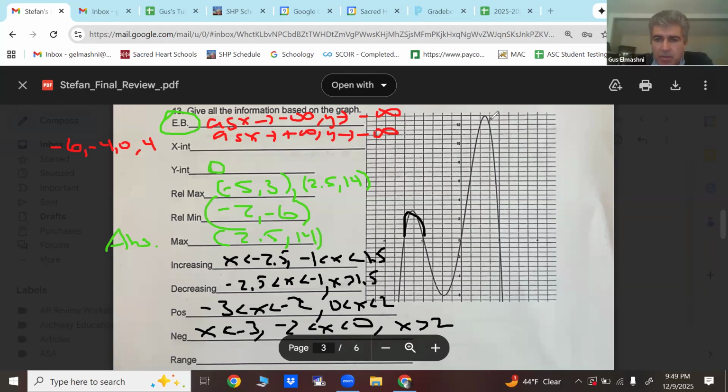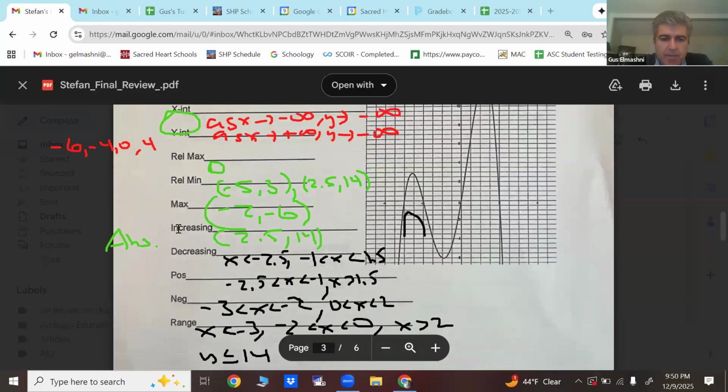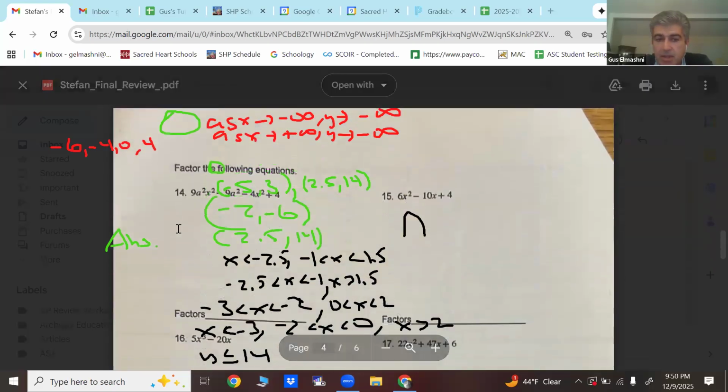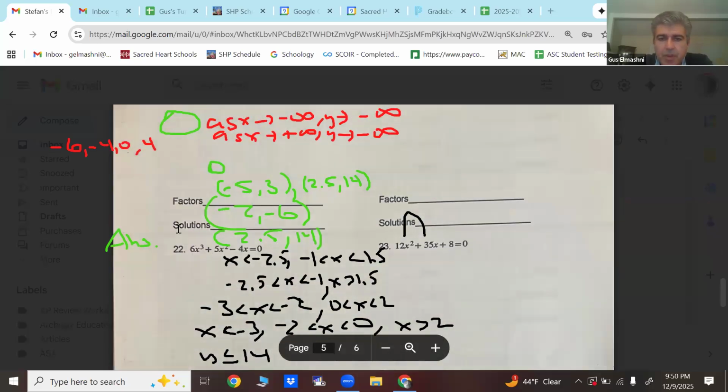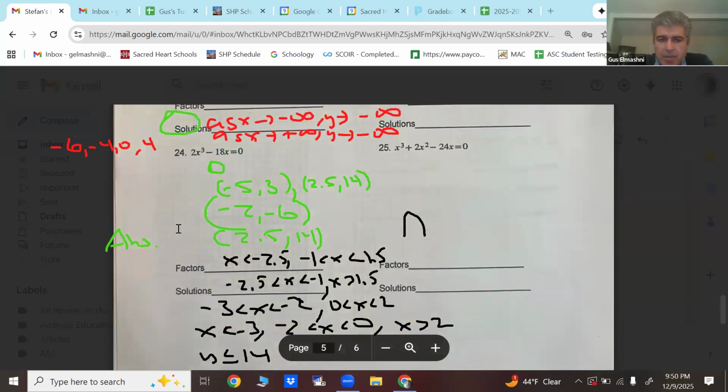The range: the highest looks like it was 14. So y is less than or equal to 14. So you're just analyzing the graph like crazy. So that's the analysis there. I do want to talk about factoring because it is a big part.